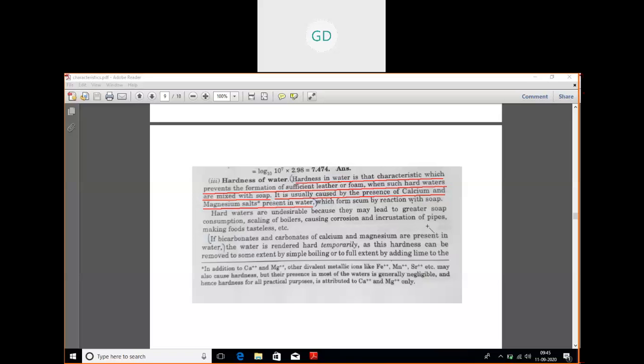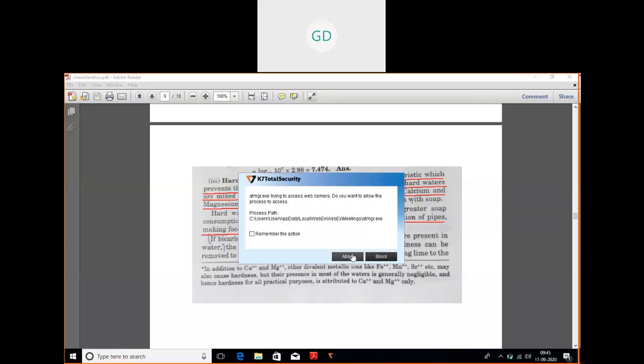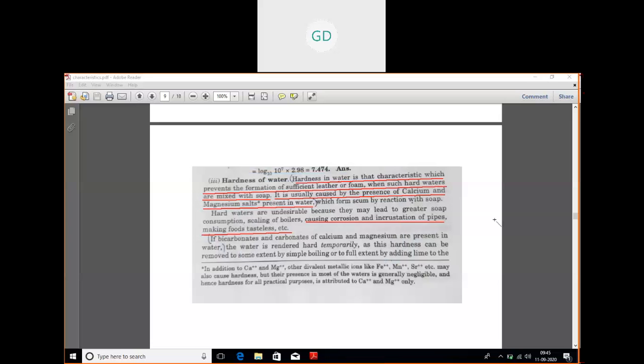Clear? So again, if hard waters are present, that will lead to corrosion and incrustation of pipe, the same thing will happen, making food tasteless, etc. Two types of hardness are present. The one is temporary hardness, and the other one is permanent hardness. So let us see what is temporary hardness.